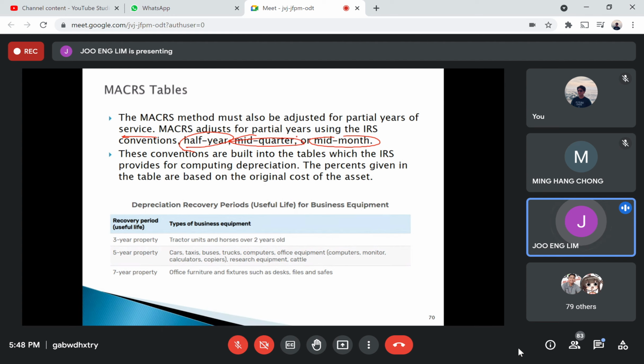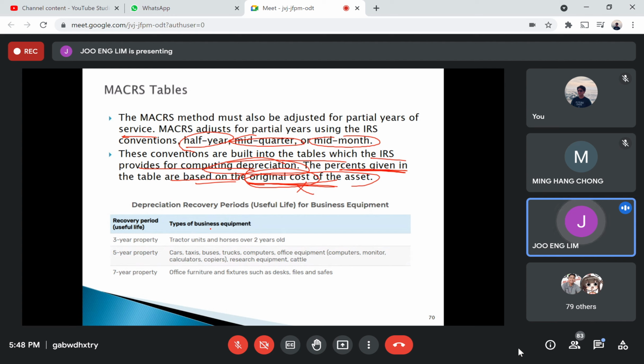All right, we start with one that is commonly used first. This convention is built into tables which the IRS provides for computing. So you can use it to compute your depreciation. The percentages given in the table are based on the original cost of the assets, so you don't use the depreciation base against it. You only use the original cost.